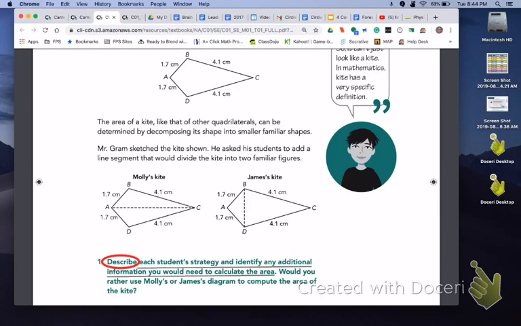Mr. Graham sketched the kite shown. He asked his students to add a line segment that would divide the kite into two familiar figures. Please answer number 1 with your group.